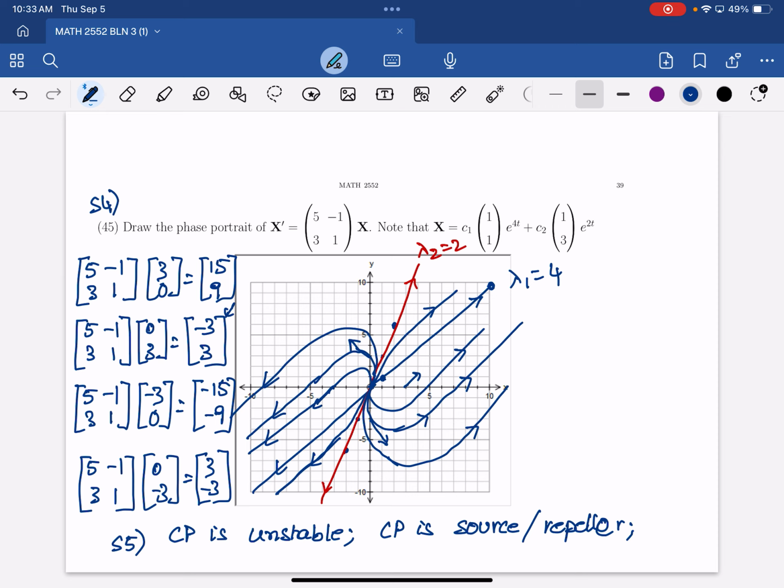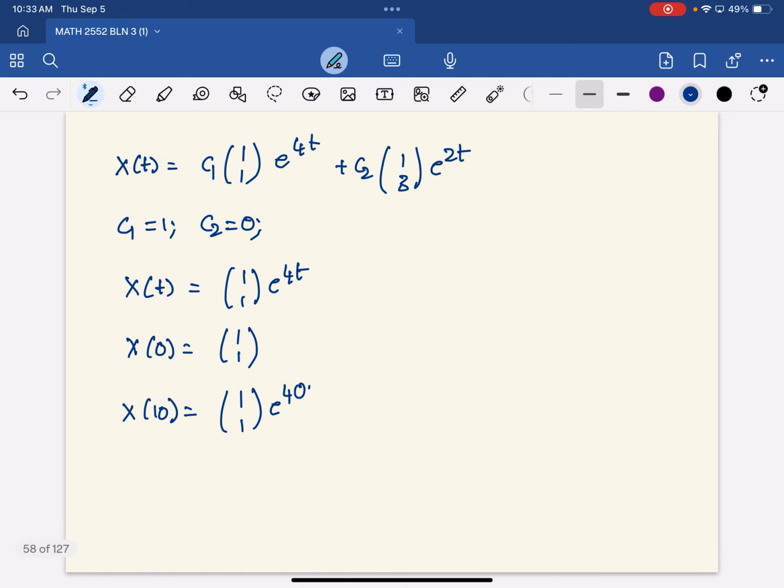Now, let me also add one more thing. Let's say my C1 is -1 and C2 is 0. So what is my solution? It is negative of (1, 1) e to the 4t. Do you agree with me on that?